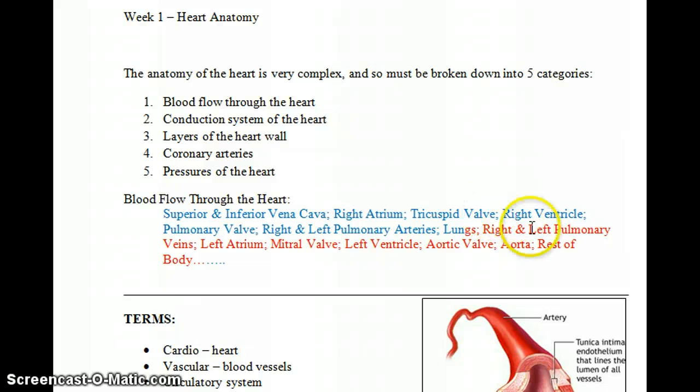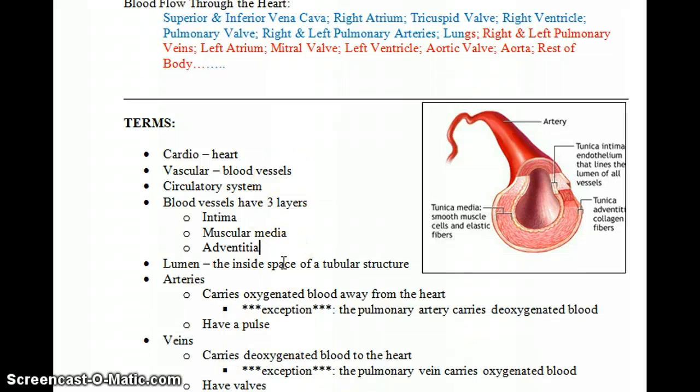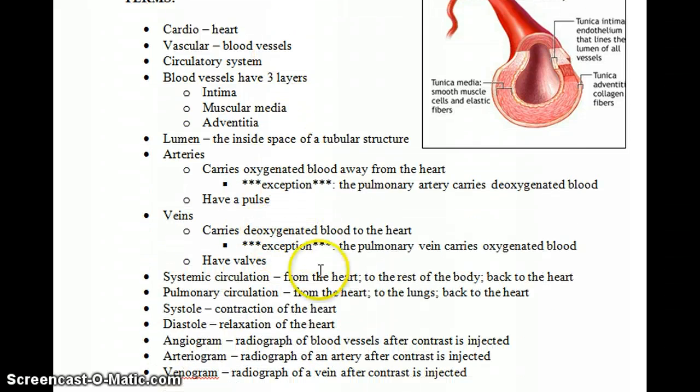These steps are very important, and the best way I have found to learn this is to take out a blank piece of paper and just write out the steps over and over again every day, for as long as it takes to get this down pretty easily. So blood flow through the heart, and some general terms that you need to know, especially systemic circulation and pulmonary circulation.